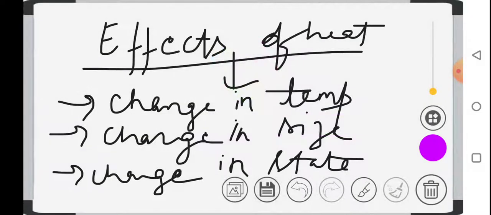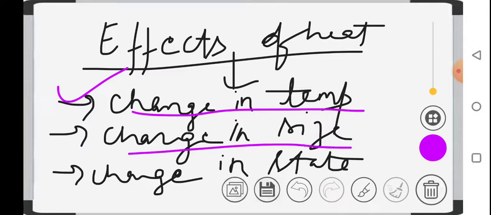Now, if any object burns or heat is produced due to any effect, what can happen? There could be a change in temperature of that object. If you measure your body temperature, if you are not having fever, your temperature will be different. And if you are having a fever, your temperature will be different. So it means due to heat, when your body heats up, there is a change in temperature.